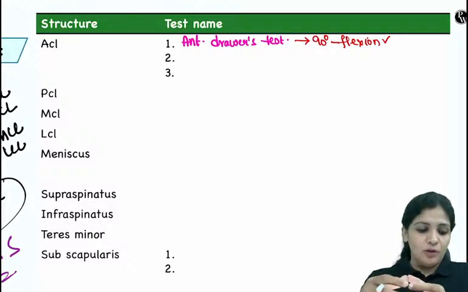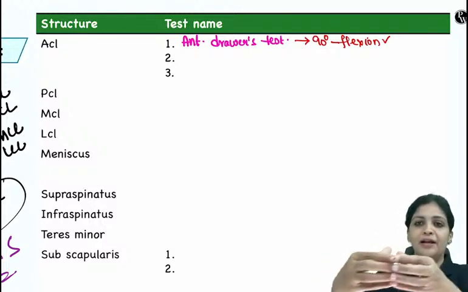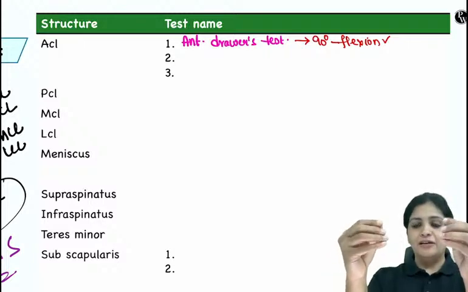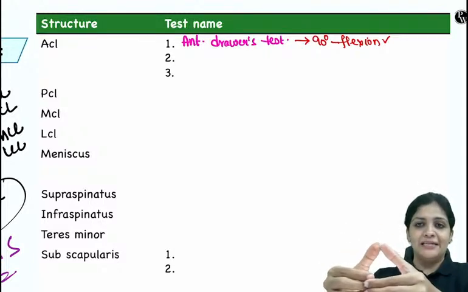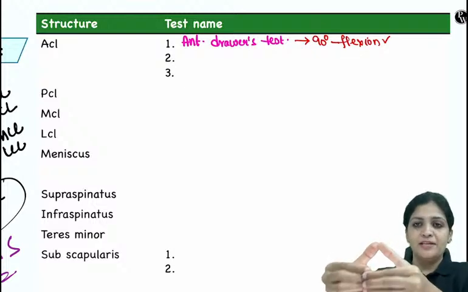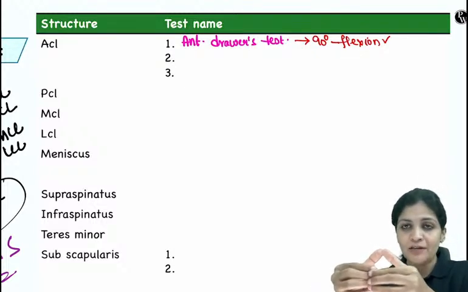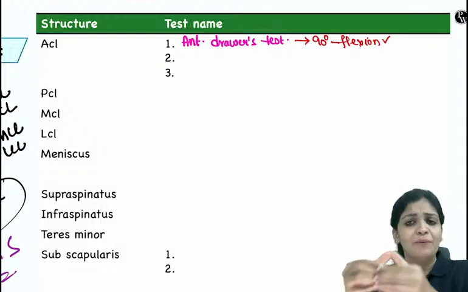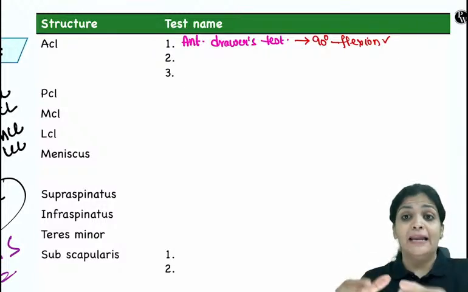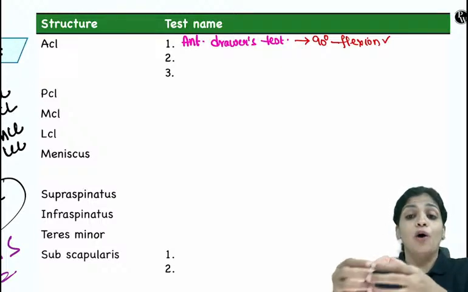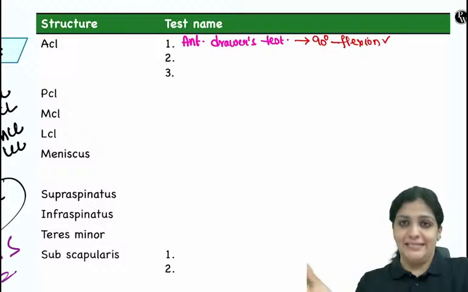And now you put your hands around it like this. The fingers will go on the posterior aspect and your thumb will be on the anterior aspect. Now you try to pull the tibia forward, towards the thumb side, right? Why are we doing this? Because we know that the anterior cruciate ligament limits the forward translation of the tibia over the femur. That is the work of the ACL.